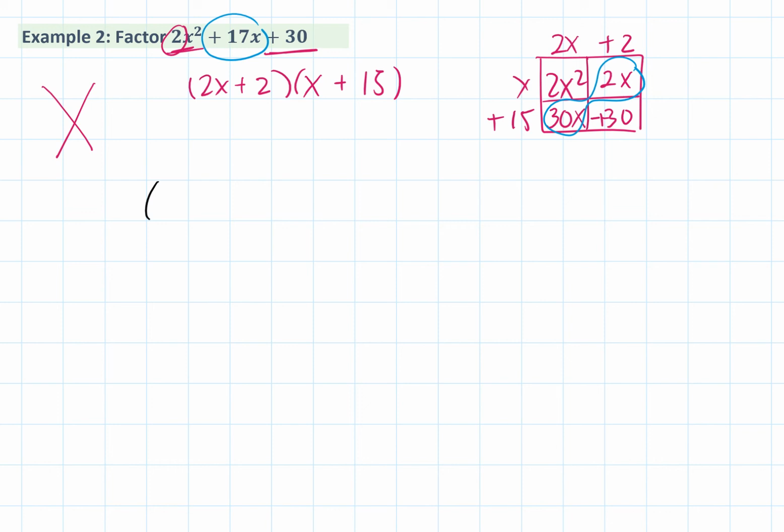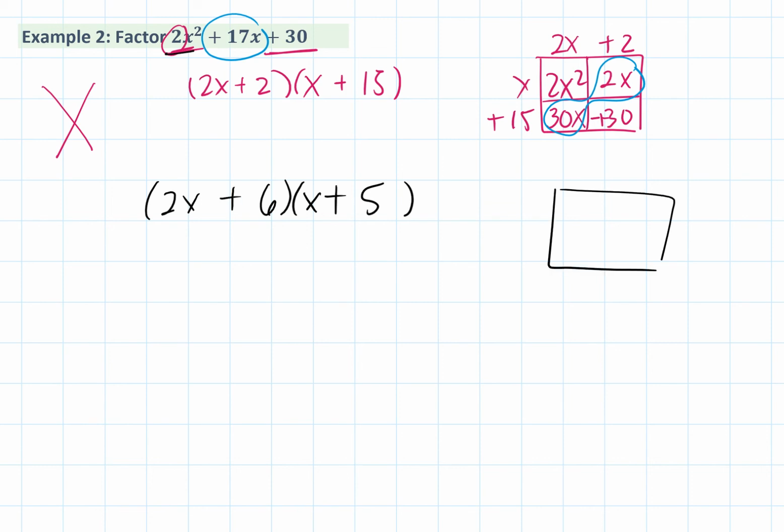Okay, let's try 2x and x again to get my 2x squared term. Now let's try 6 times 5 gives me 30. Let's check it. See if we got it. 2x plus 6 times x plus 5. Again, I get the 2x squared and the 30 by design, so I really need to check this middle term. But 6x plus 10x, that doesn't give me 17x.